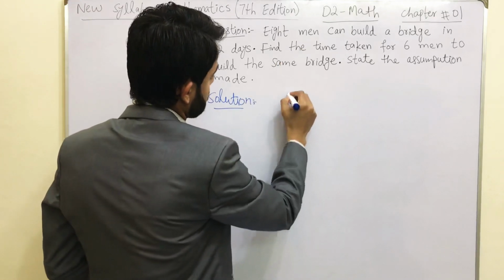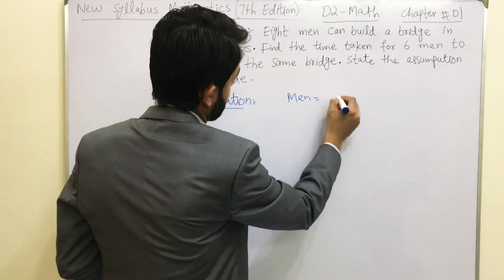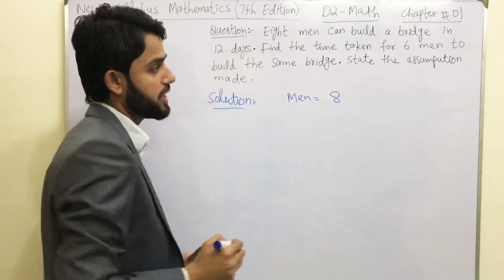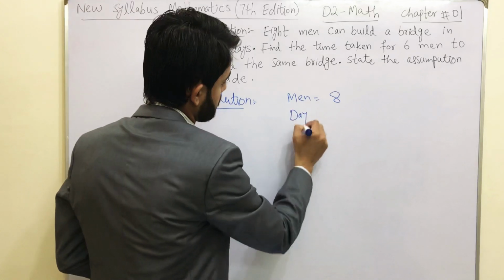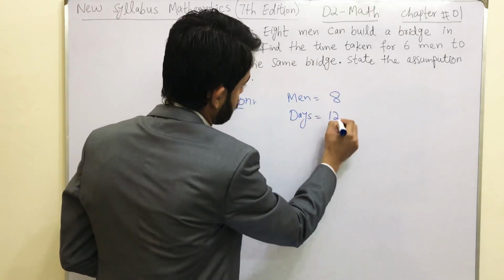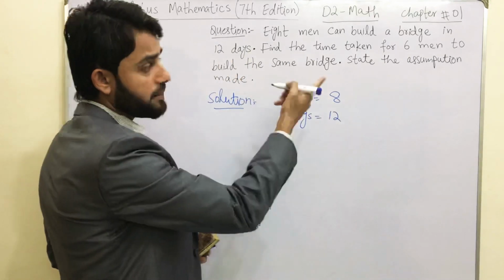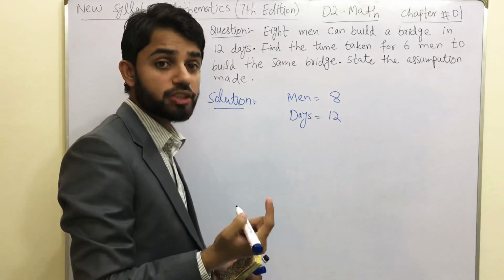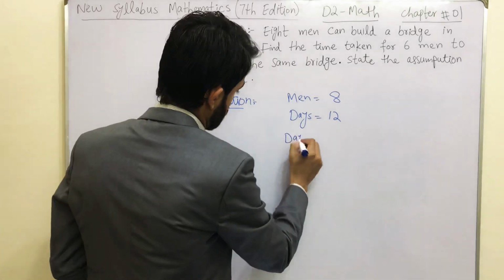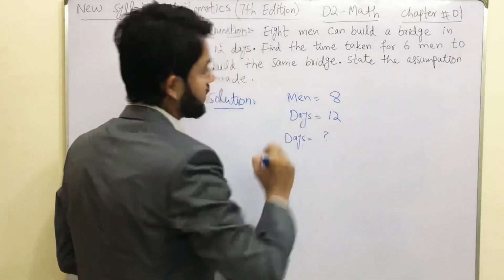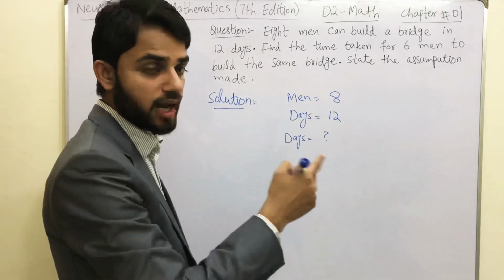8 men. How many men are there? 8, can build a bridge in 12 days. How many days? 12. Find the time taken. Time taken means that we need to find the number of days again. Days, we don't know. We need to find out. For 6 men, we have now 6 men.